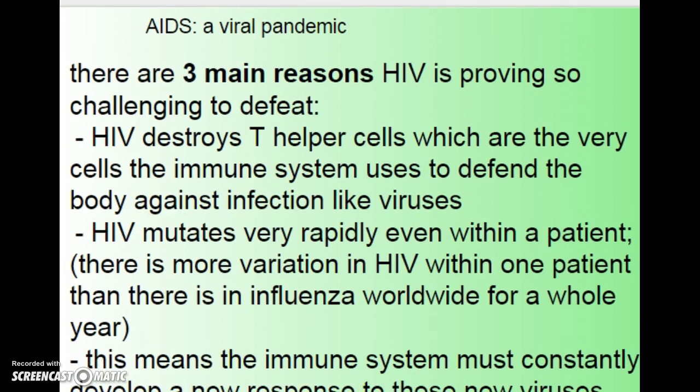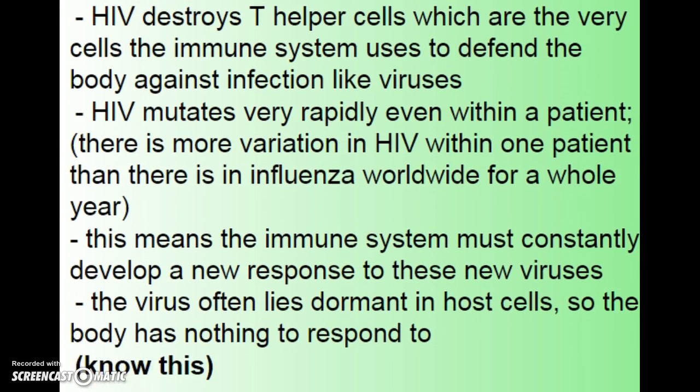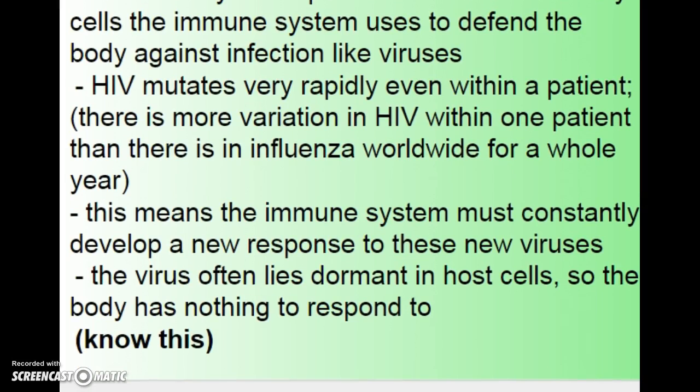There are three main reasons HIV is proving so challenging to defeat. The HIV destroys the T helper cells, which are what we usually use to defend the body against an infection like HIV. It mutates rapidly even within a patient. It's said there's more variation in HIV viruses within one patient than there is in influenza worldwide for a whole year. And if you think of the number of people who get flu within the winter, all that variation, there's more of that in one HIV patient, which makes it really hard to target that virus.